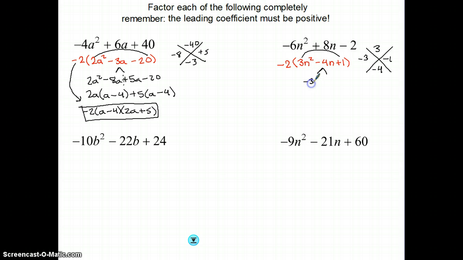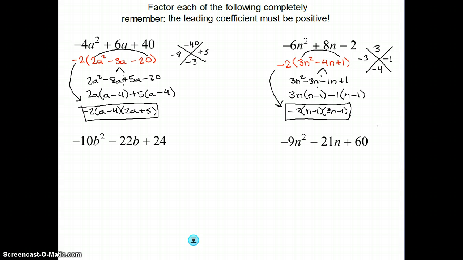So I rewrite my negative 4n as negative 3n minus 1n. I still have 3n squared on front and a plus 1 in the back. So I split this down the middle and take out my greatest common factor of 3n, leaving me with n minus 1. And on the right, I take out a negative to make that first coefficient positive, and the only thing in common between the two is a 1, leaving me with n minus 1. Factoring out that n minus 1, I'm left with 3n minus 1 in my second parentheses. And don't forget that negative 2 that you factored out in the beginning. Since all of your factors are prime, this is the correct final factored form of your original polynomial.